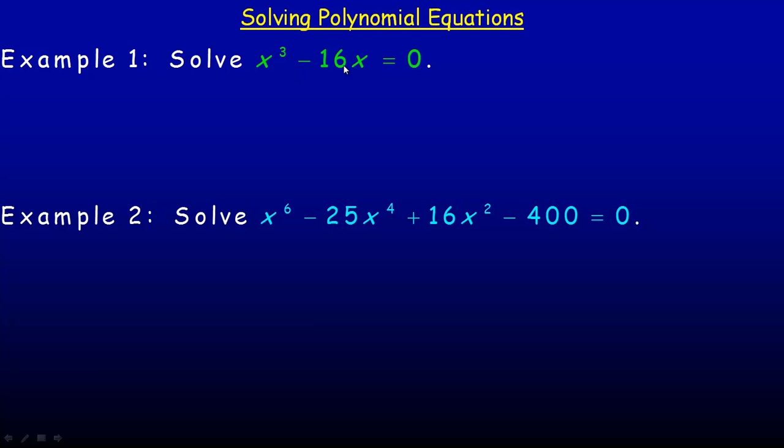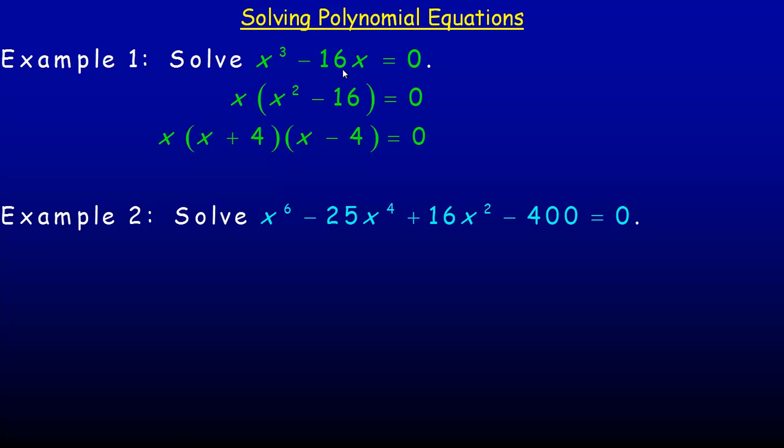For example, x cubed minus 16x has a common factor of x in these two terms. If we factor an x out, we get x times x squared minus 16. Factoring an x out of x cubed gives x squared, and out of negative 16x gives minus 16. Now x squared minus 16 is the difference of two perfect squares. x squared is a perfect square, and 16 is a perfect square as well, it's 4 squared. So x squared minus 16 factors into x plus 4 and x minus 4.